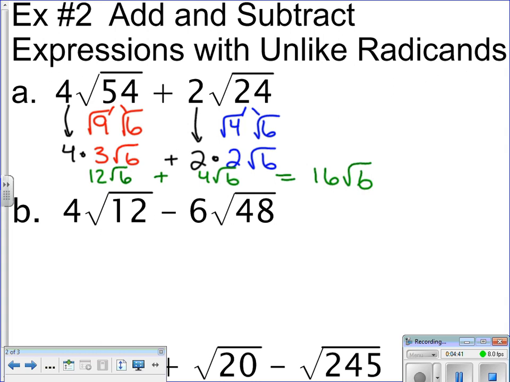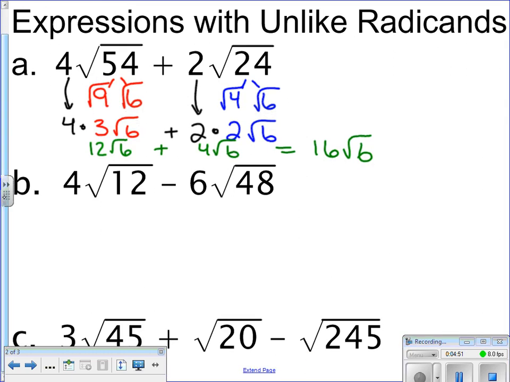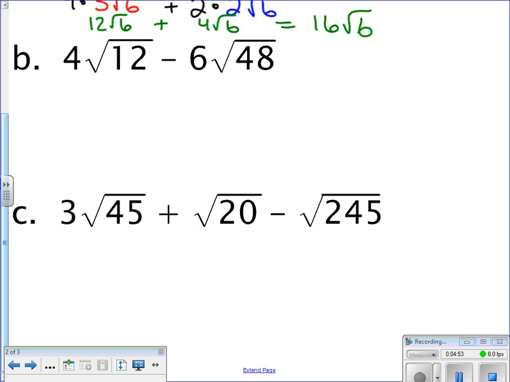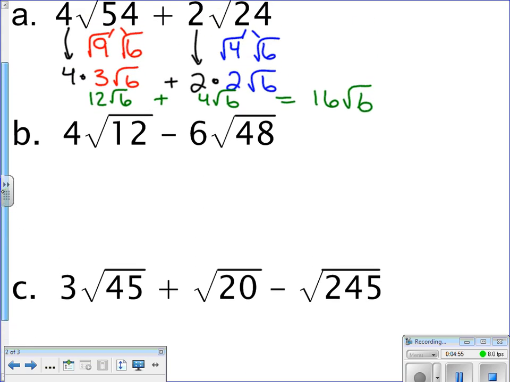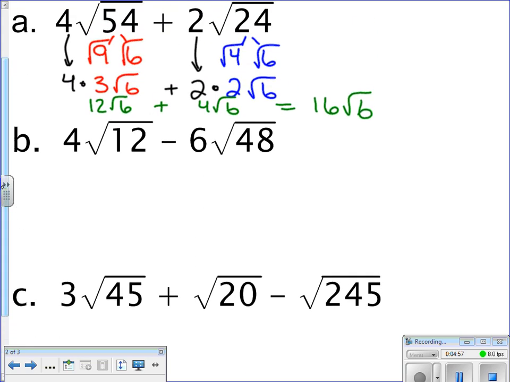So you're going to have to simplify them first before you can add, or in the case of B, subtract them. So if you'd like to do B and C, you should pause now and complete those 2 problems.